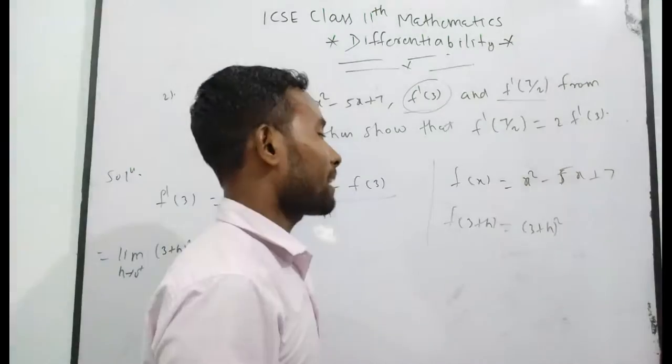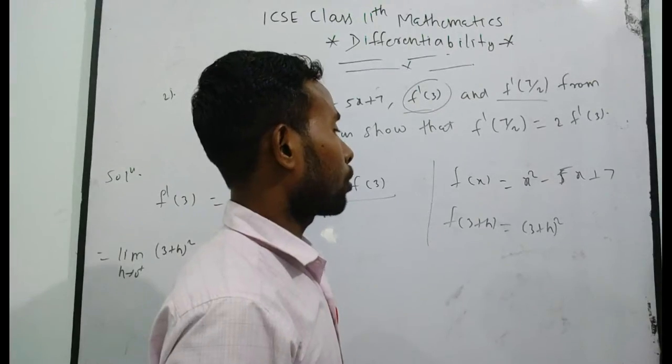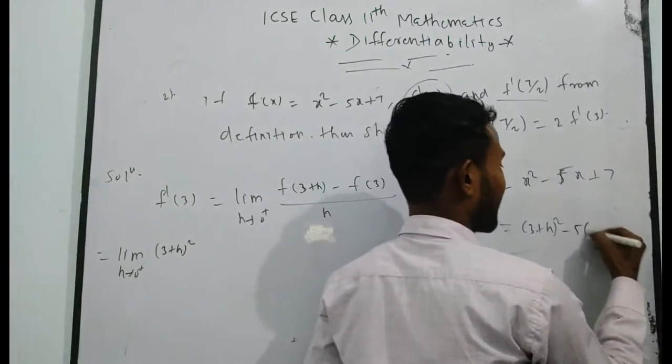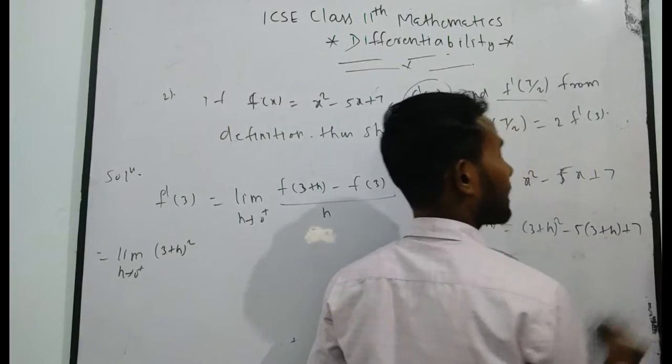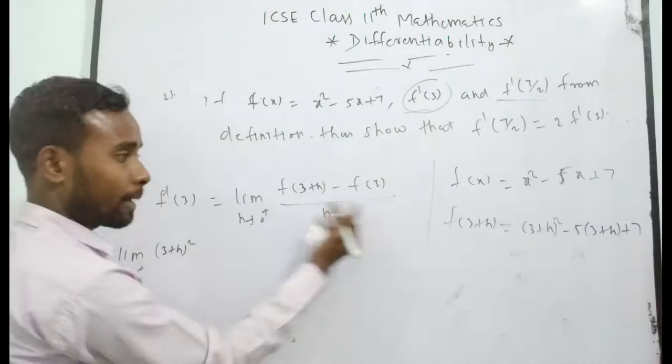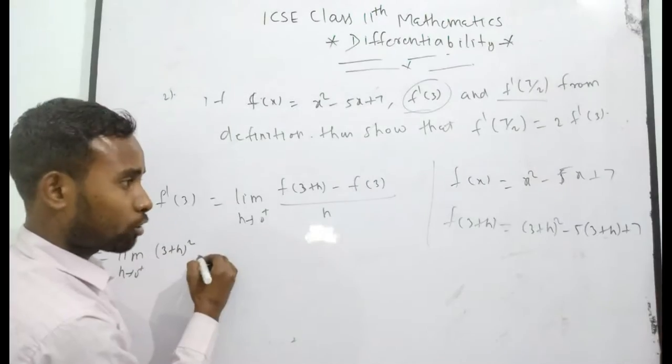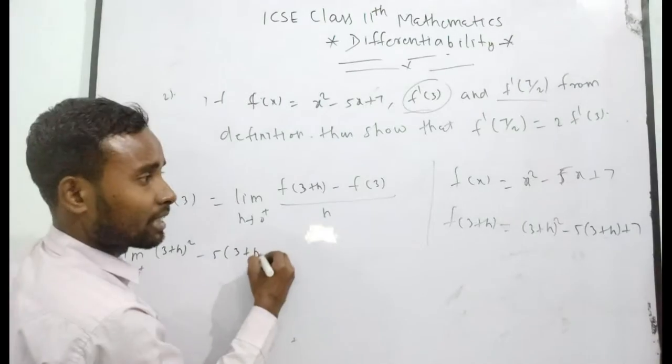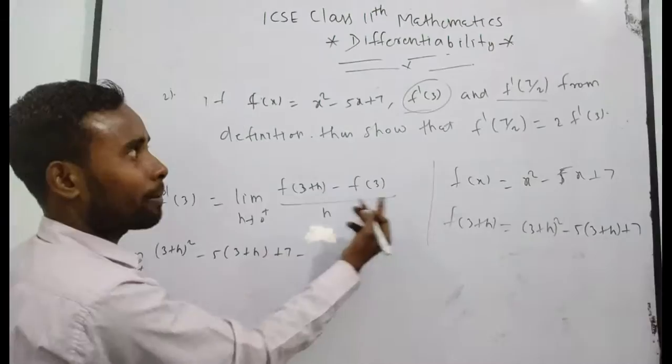Can you write f(3+h) is equal to (3+h) whole square minus 5 times (3+h) plus 7. Now you have to put here f(3+h), which will be (3+h) whole square minus 5 times (3+h) plus 7 minus f(3). What is the value of f(3)?